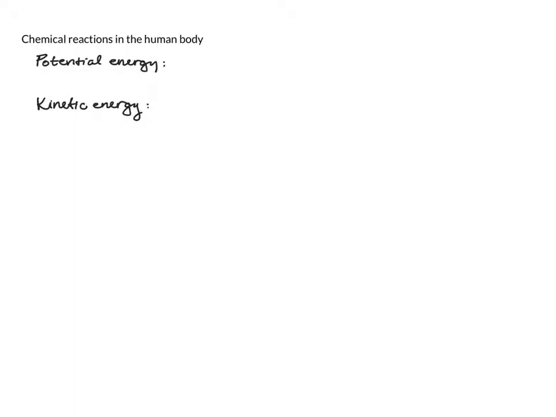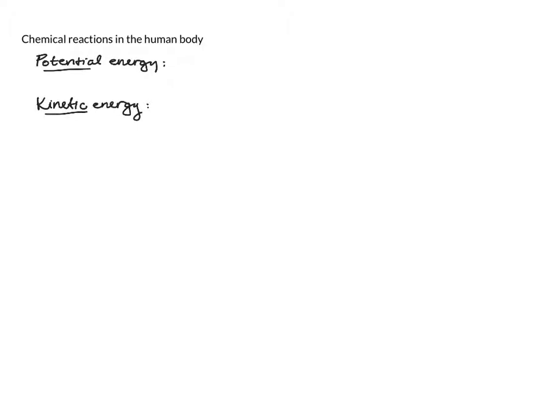Alright, this tutorial is on chemical reactions in the human body, and we're going to begin this discussion with a little side step into a bit of physics so that we can understand what we mean by the word energy as we use it in a biology class. So we've got two different forms of possible energy, potential and kinetic energy. You can see them listed here.